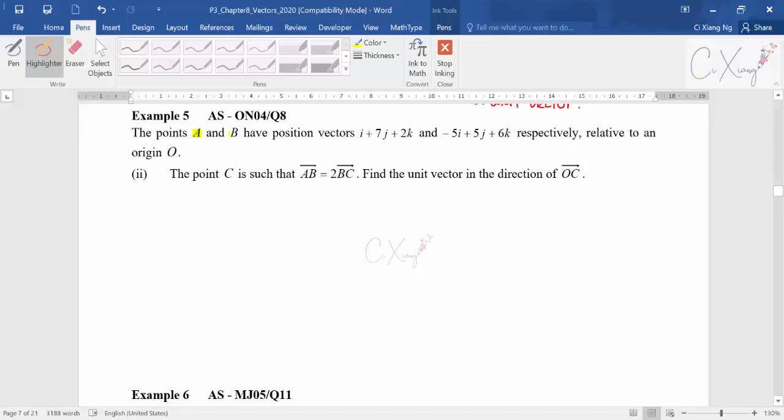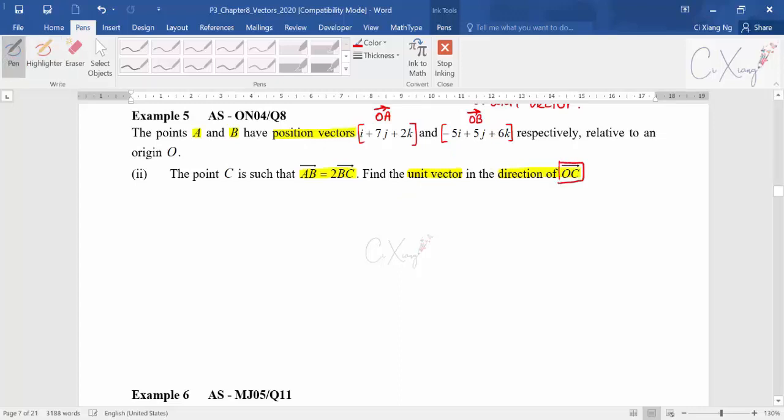I have point A and point B, and they're talking about position vector. Position vector means this particular vector is the position vector of A, so it should be OA. Then this one should be OB. Position vector means start from the origin. Then they tell you point C is such that AB equals 2BC. Find the unit vector in the direction of OC. Your final answer should be a unit vector in the direction of OC, so before that I need to find OC first.